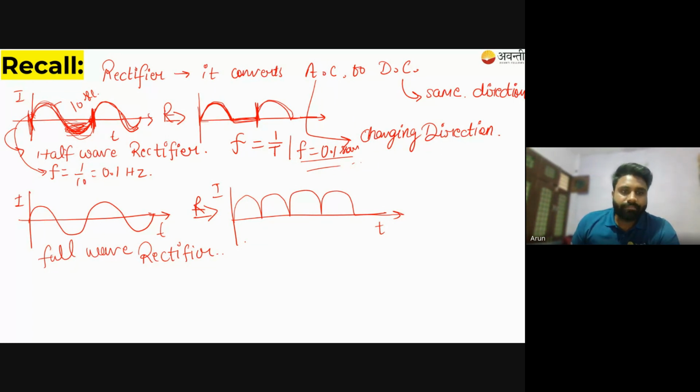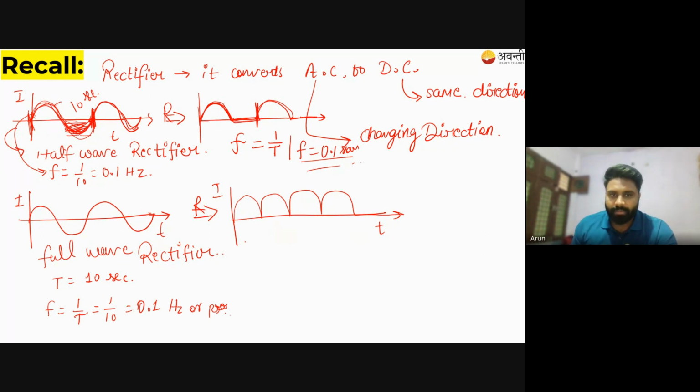But if you deal with the full wave rectifier, let's say the time period here is 10 seconds to complete one revolution. So what is the frequency? Frequency is the inverse of time period. 1 upon 10 will become 0.1 hertz, or you can say revolutions per second, oscillations per second, or just per second, because the unit of time is second and it is 1 upon second, a second inverse. Okay.